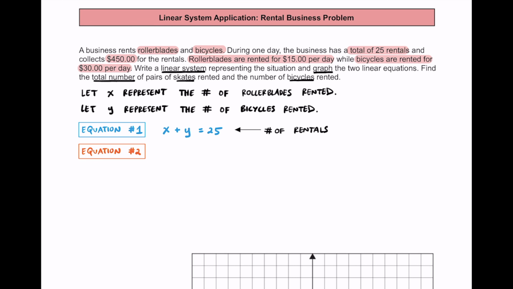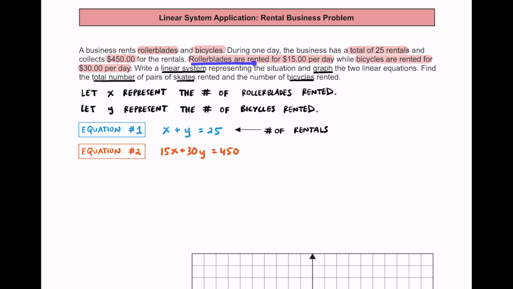While equation number 1 dealt with the number of rentals, equation number 2 is going to deal with the money that is involved with them. We know that on this particular day, $450 was collected in total, and we also know that the rollerblades were being rented at $15 per day, while the bicycles were being rented for $30 per day. Given this information, we could write the equation 15x plus 30y is equal to 450.